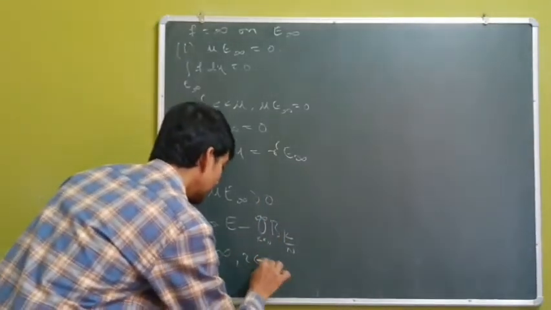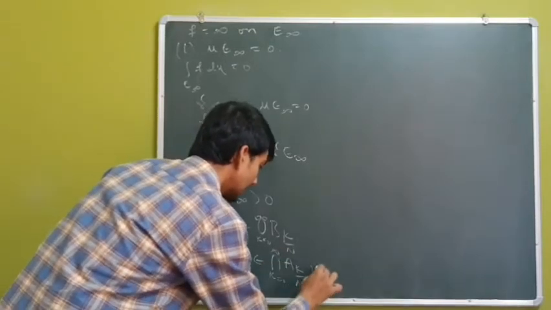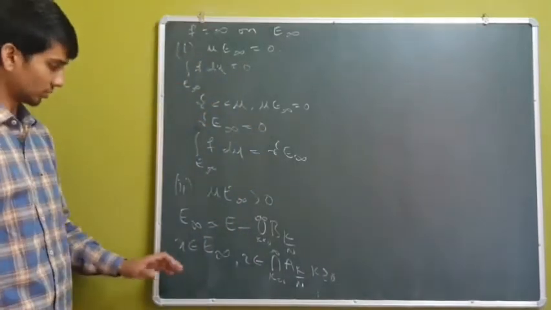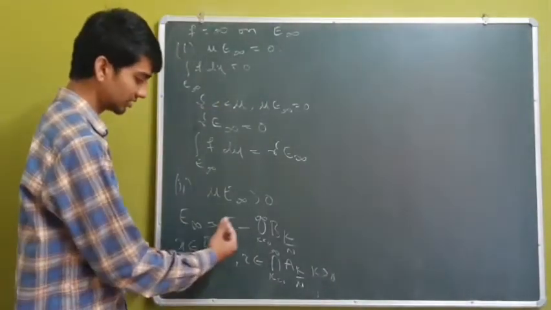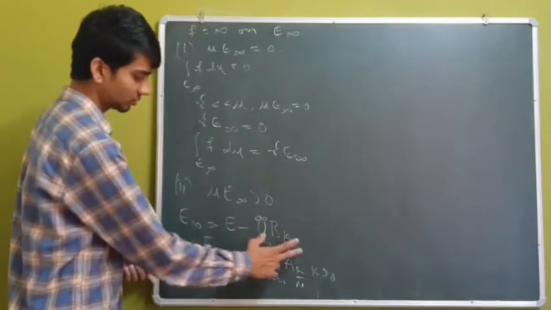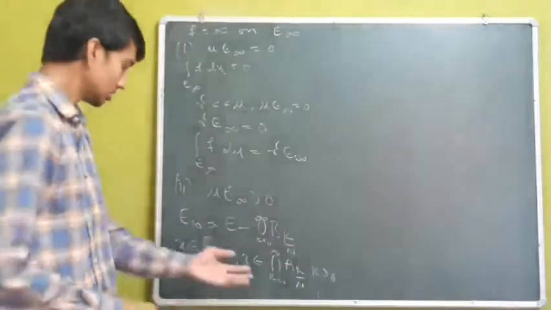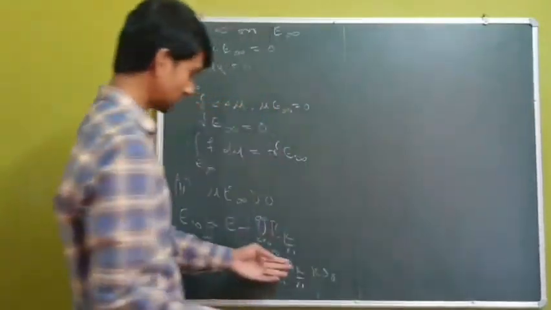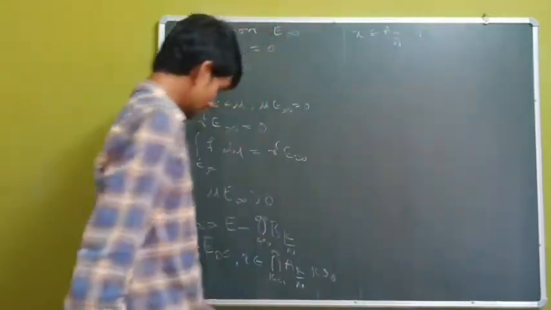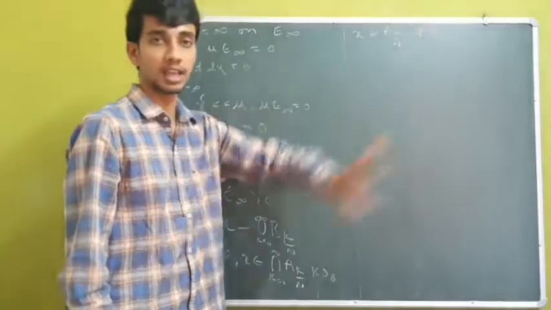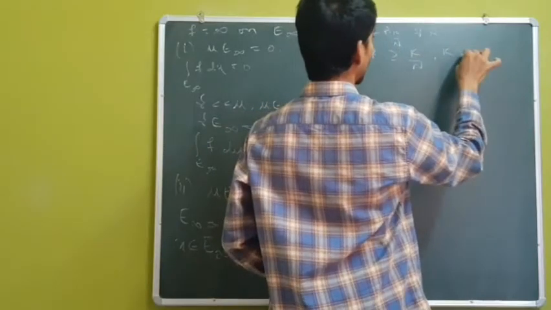So x will be in the intersection of A_k by n for k greater than or equal to 0. So for every k, if x is in E infinity, since our E infinity was the set defined as this, clearly x will not be in this union, so it will be in this complement, the intersection of A_k by n. Since x is in the intersection of A_k by n, x will be in A_k by n for every k, so that f is greater than or equal to k by n for k greater than 0.